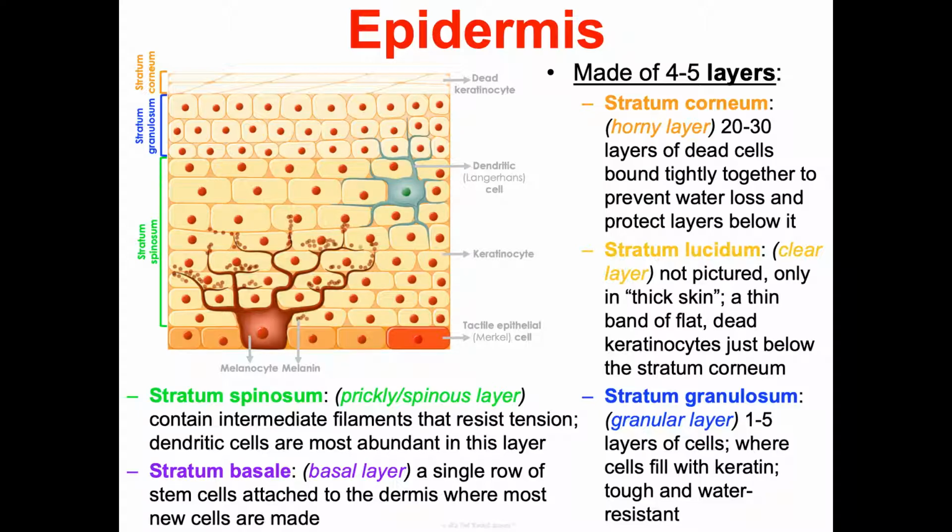And then the deepest layer of the epidermis is the stratum basale. This is the basal layer, and it's usually just a single row of stem cells attached to the dermis, and that's where all of our new cells are made. So because this is where we're getting a lot of the new cells, sometimes it's referred to as the germinating layer, and this is where our youngest keratinocytes would be, and then they get older and older and older the closer you get to the surface of the skin.